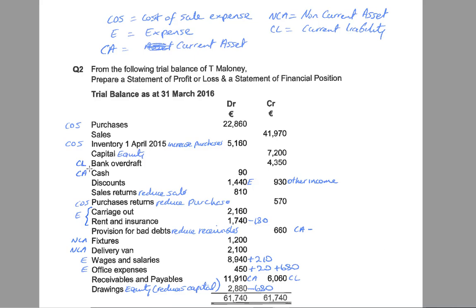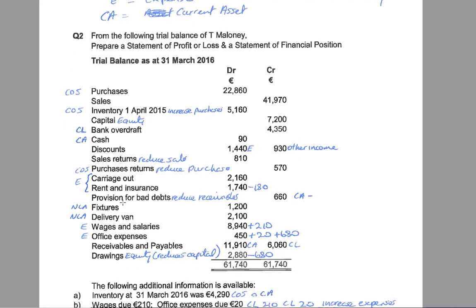Then the next cost of sales is purchase returns. That reduces purchases. And always, if there's any closing inventory, that's a cost of sale expense and it reduces purchases because it's going to be sold next year, so it shouldn't be included in this year's purchases.